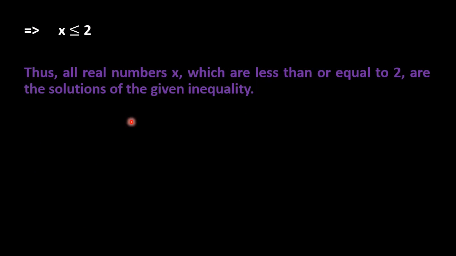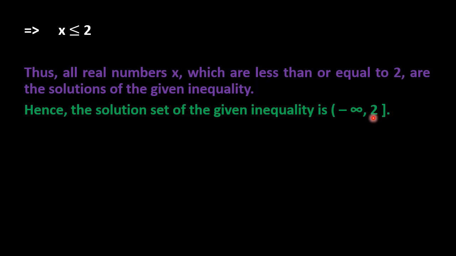Thus all the real numbers which are less than or equals to 2 are the solution of the given inequality. This minus infinity will not be included as the solution. So we put here a round bracket and this 2 is the solution. So we put here a square bracket.